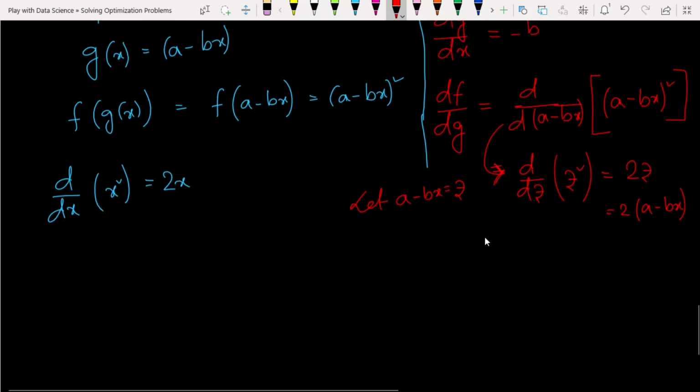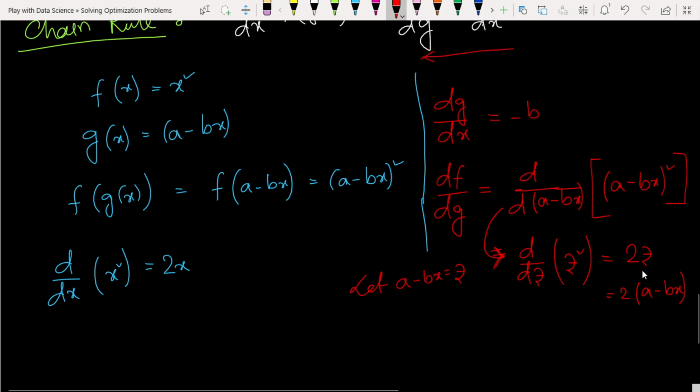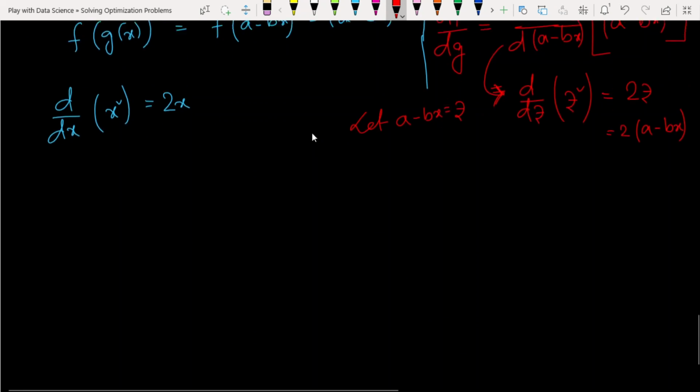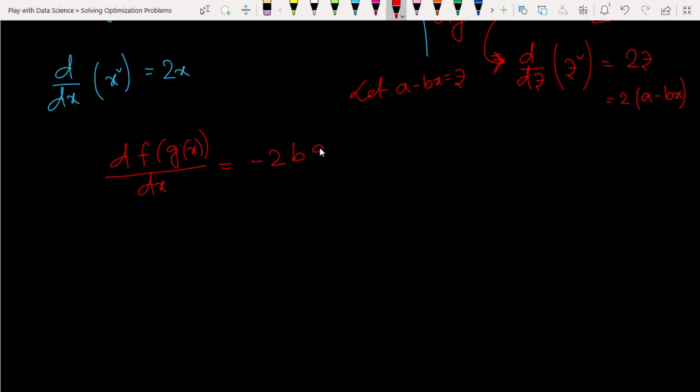Now what will be the total differentiation? It is a simple multiplication of these two things. So d of f of g of x by dx is equal to minus 2b into a minus bx. This will be our final differentiation.